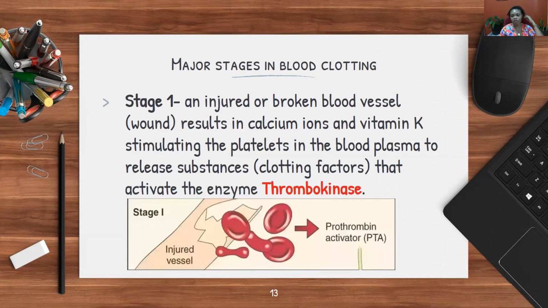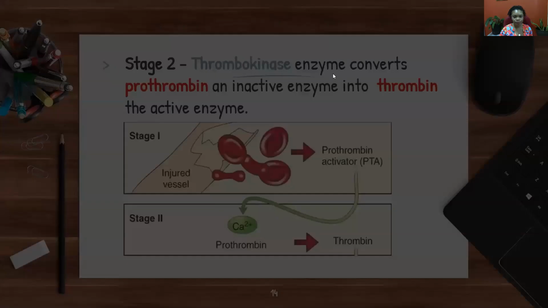Now, I'm sure you remember from your studies of digestion that enzymes end in ACE, right? Most enzymes end in ACE, not all, but most. So thrombokinase is an enzyme, and the clotting factors activate this enzyme once there is a broken blood vessel, a cut, or injury. So this is the first stage.